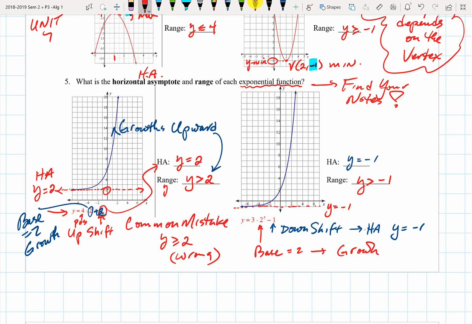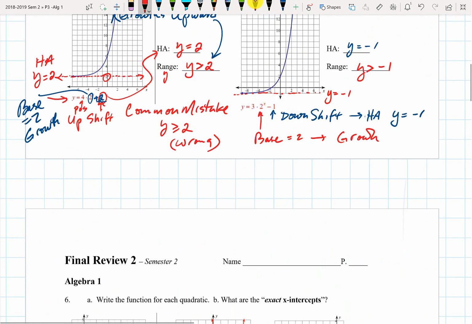And by the way, that probably is a test question, so I just illustrate that. Okay? So know your basics. Alright, and that's number 5.